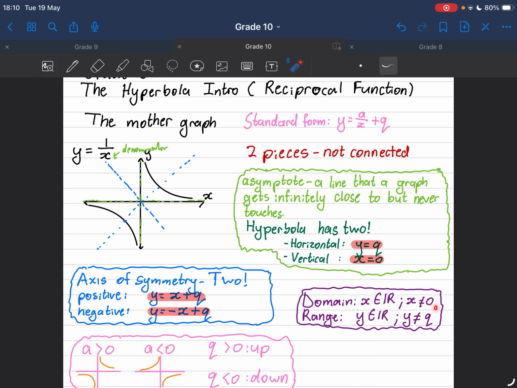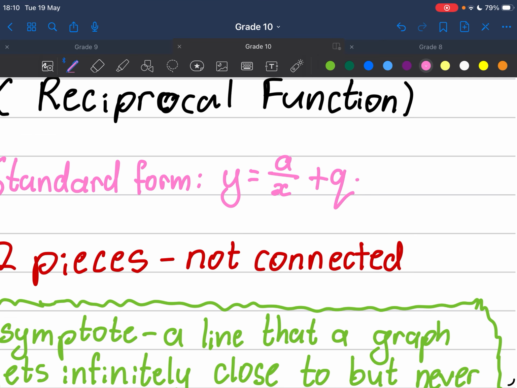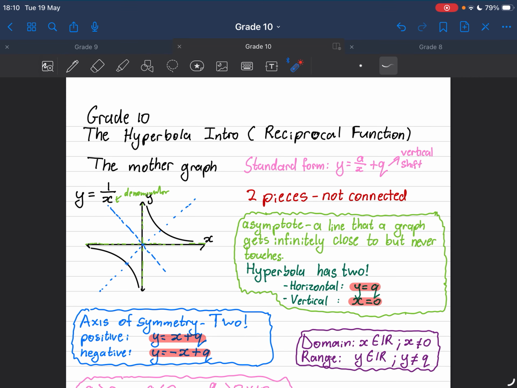But I'm writing y is equal to q because this graph can move up or it can move down, and q is also known as the vertical shift, so it will tell you how far up or down you are moving. So this is our vertical shift. It tells you how far up you are moving, and the equation of that asymptote, remember the horizontal one, is y is equal to q. This line here moves based on this.